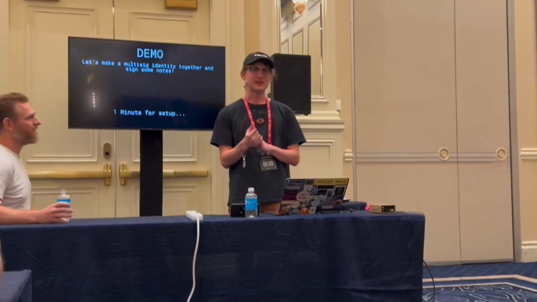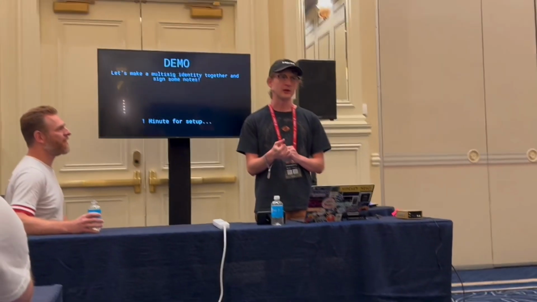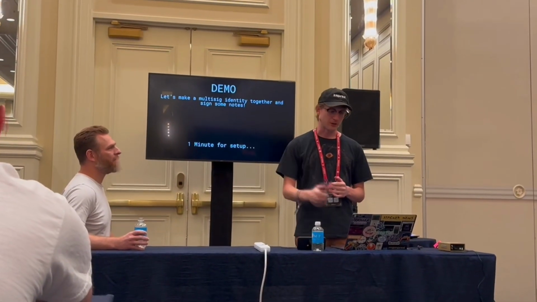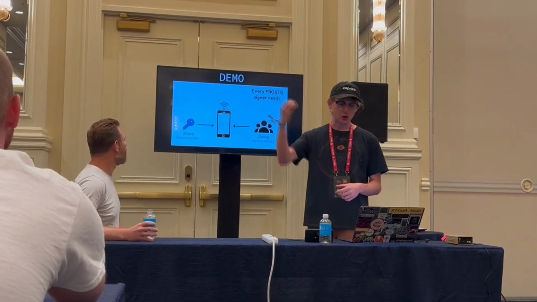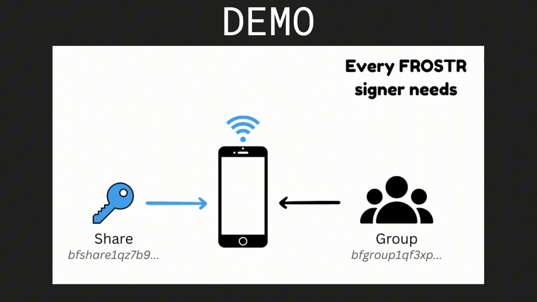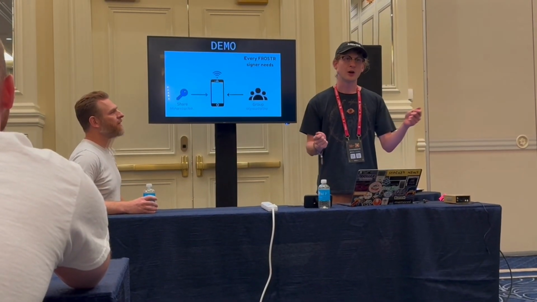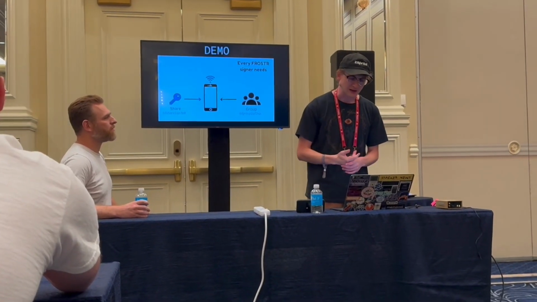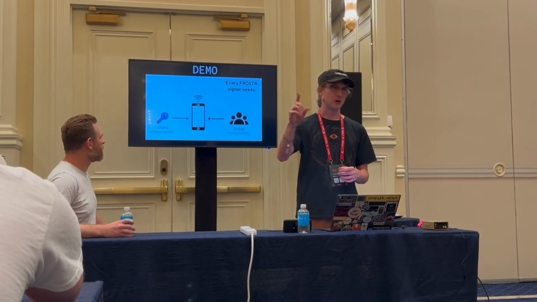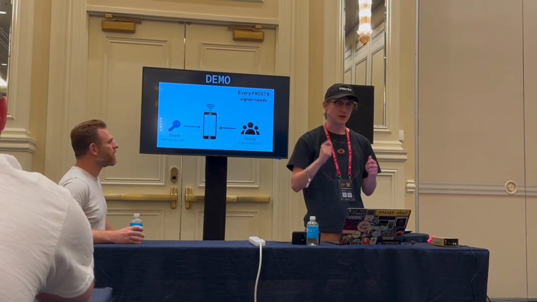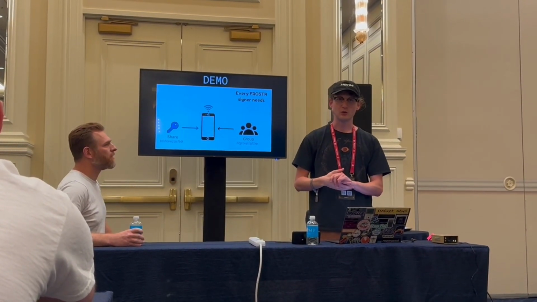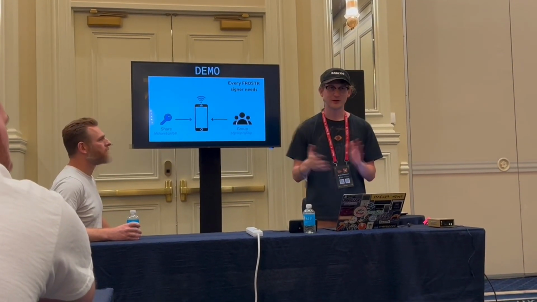Okay, and so now we're going to try and do a demo. And I'm going to do some setup here. So I'm going to create a QR code that will allow you to scan in a signer. And that signer needs 2 pieces of information. So every FROSTR signer needs a group. This is kind of like a group public key with information about the group of signers. And then a share, which is basically the private key. And so I'm going to make one QR code that will allow you to set up the signer and pull in the group. And then there will be one QR code to pull in a share.